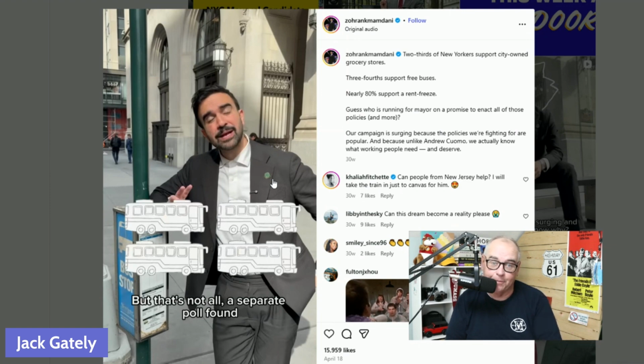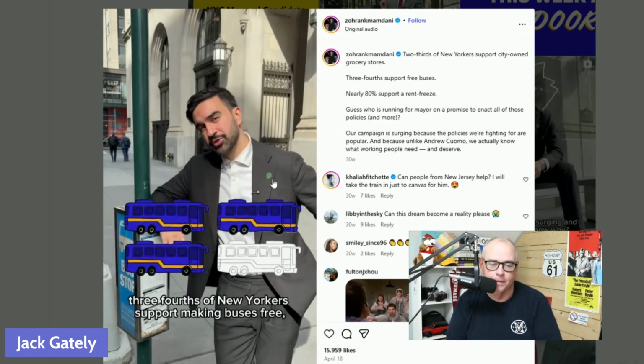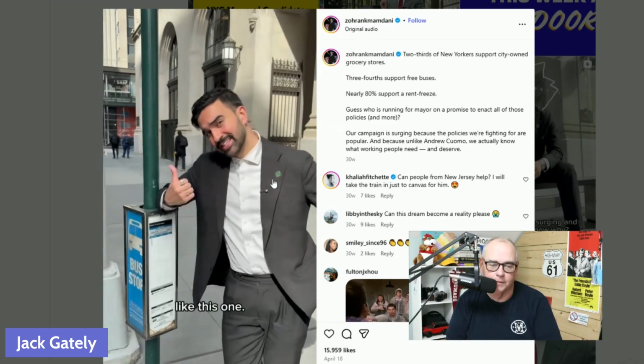bus stop. And what is he talking about? Buses. A poll found 3/4 of New Yorkers support making buses free, like this one.